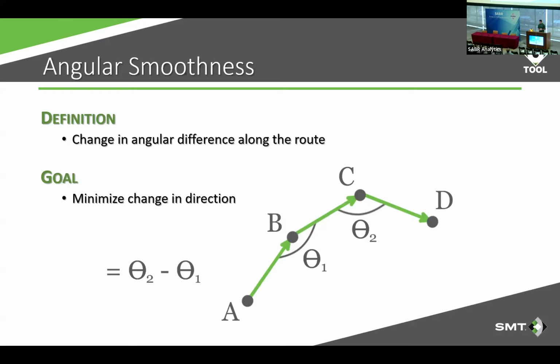So our first constraint is the angular smoothness. This just deals with how smooth the player's direction is as he runs his route. We measure this by taking the change in angular difference at each point along the route. So the goal of this was we just wanted to minimize the change in direction. So at each point, we take angular difference or angular change, and then we'll take the difference between them. So the larger the difference, the more angular change there is. The smaller the difference, the more smooth his route should be.